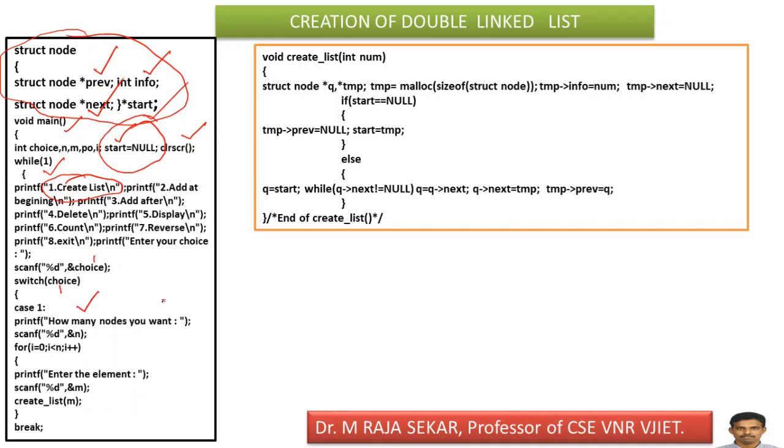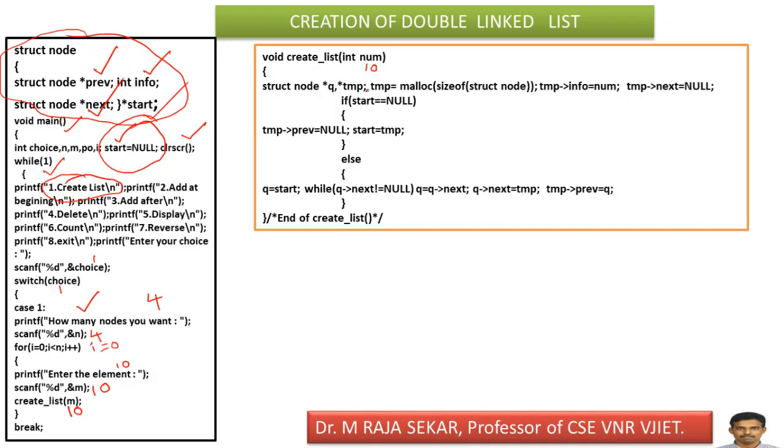How many nodes do you want? Let me say 4. This number 4 will get stored in n. I equal to 0. Initially I is 0. 0 less than 4, correct. Enter the element. Let me say I enter number 10. This number 10 will get stored in m. Create_list of m means create_list of 10. This is a function call. Automatically control will transfer to the function.